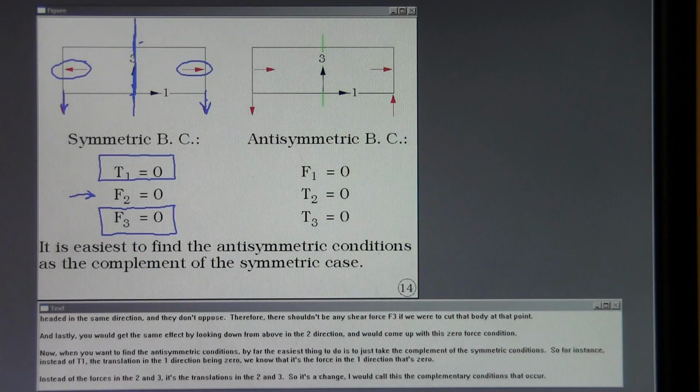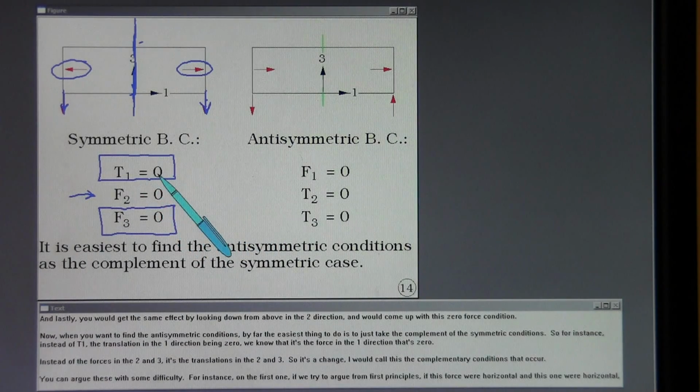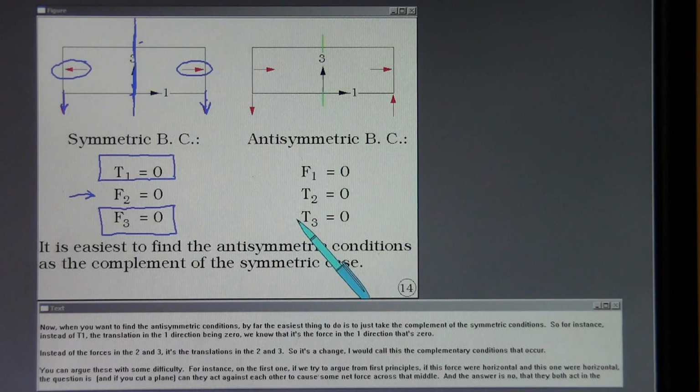Now, when you want to find the antisymmetric boundary conditions, by far the easiest thing to do is to just take the complement of the symmetric conditions. So for instance, instead of T1, the translation in the 1 direction being 0, we know that it's the force in the 1 direction that's 0. Instead of the forces in the 2 and 3, it's the translations in the 2 and 3. So I would call this the complementary conditions that occurs.